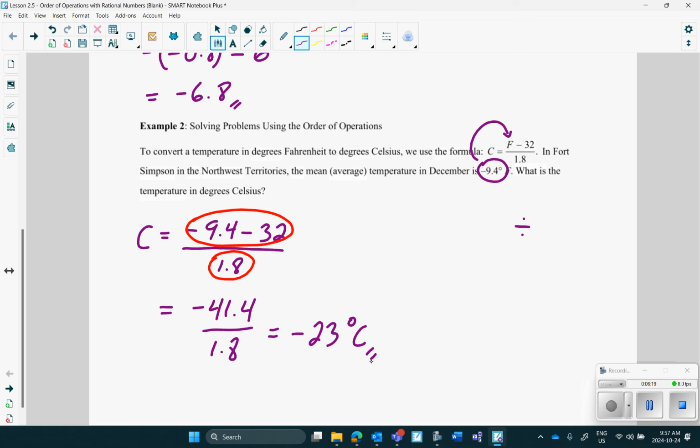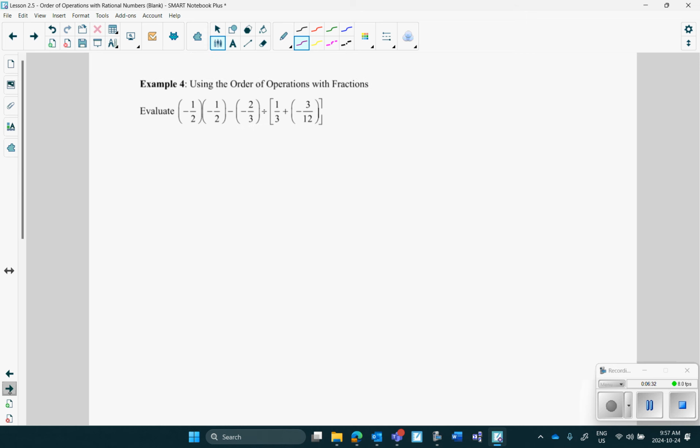So that's with decimals. And remember, you can use your calculator for some of these questions, but just remember, watch out for those negatives. Make sure you're punching in negatives when the question involves a negative.